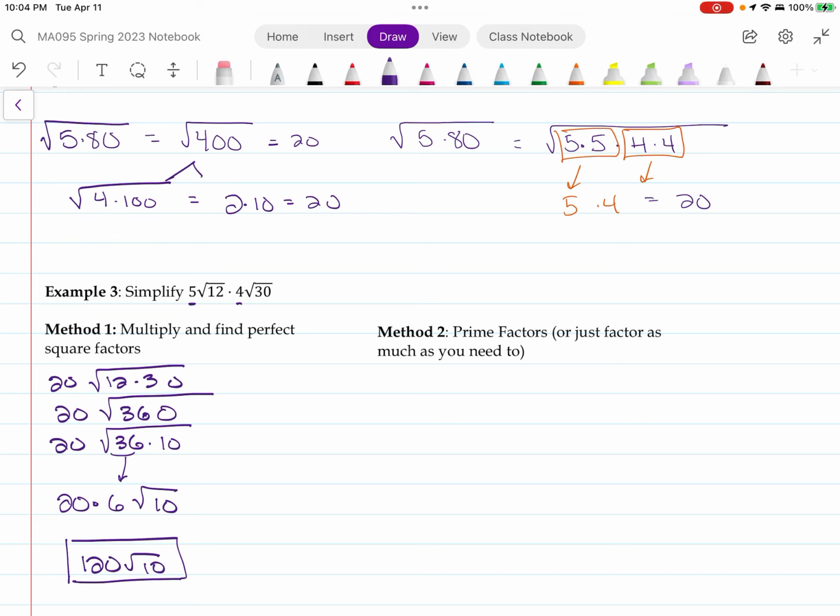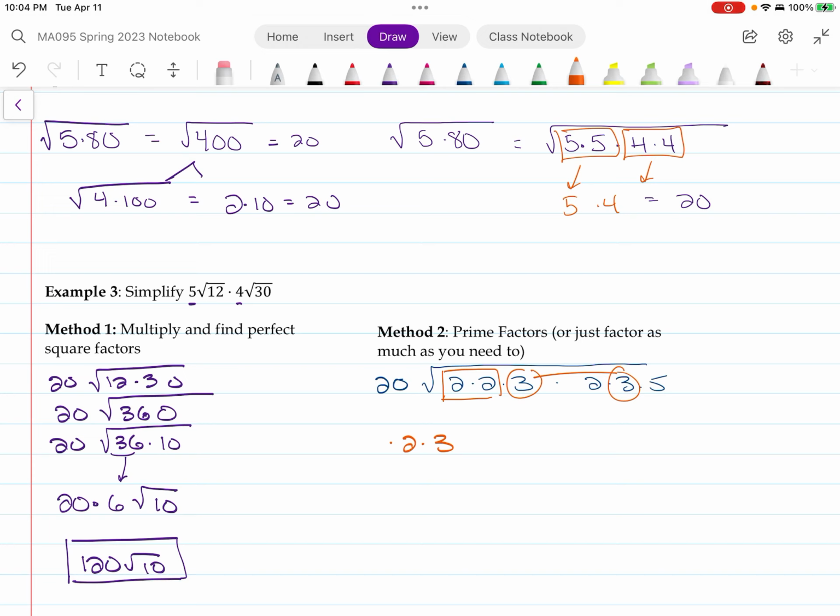All right, let's do it with prime factors. So with prime factors, I still have the 20 on the outside because I've got 5 times 4. And then a 12 is 2 times 2 times 3. And 30 is 2 times 3 times 5. So you can rearrange this or you can just go find things. So I've got this pair of 2s and I've got this pair of 3s are going to come out. So a 2 comes out and a 3 comes out.